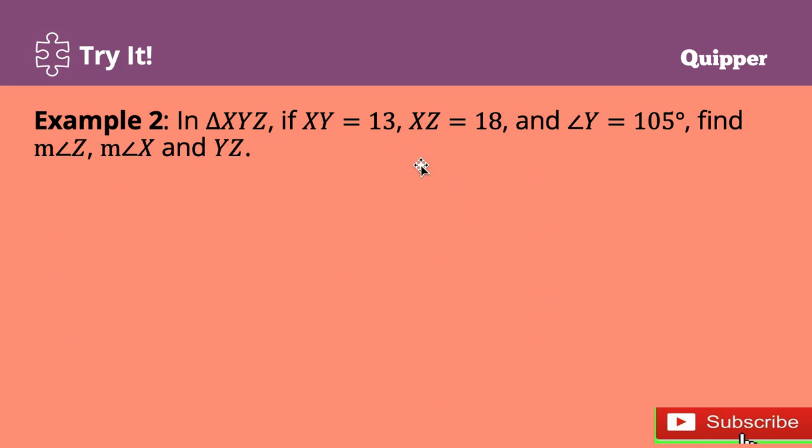Example number 2. In triangle XYZ, so we are not using any more ABC here, so we have to change the formula from ABC to XYZ. If side xy measures 13 units, xz is equal to 18 units, and angle y is equal to 105 degrees, find the measure of angle z, the measure of angle x, and the side yz.